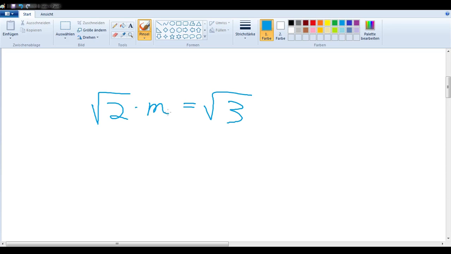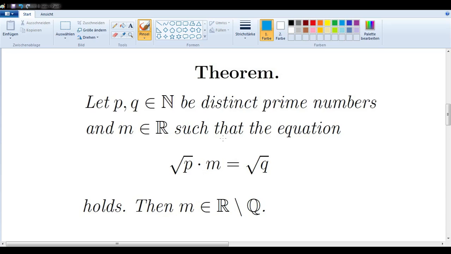if we can multiply the square root of 2 times m and end up with the square root of 3, then what we're saying is that this m must be an irrational number. In other words, there is no fraction with which you could multiply the square root of 2 and end up with the square root of 3. Spoken more generally, if p and q are distinct prime numbers and m is a real number such that this equation holds, square root of p times m is the square root of q, then m must be irrational.